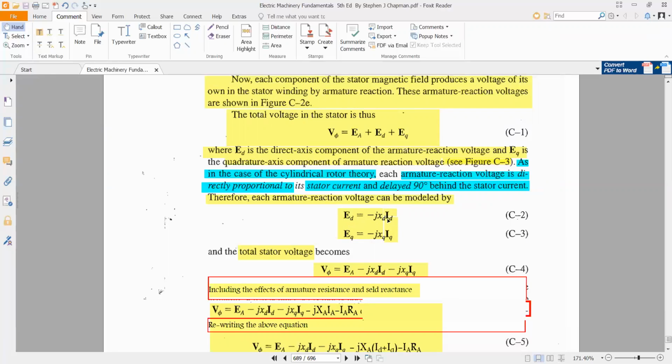Now, if the component ID is multiplied with the reactance XD, it will just change the magnitude of the phasor, and if we multiply it with the operator J, it will rotate it in the counterclockwise direction by 90 degrees.